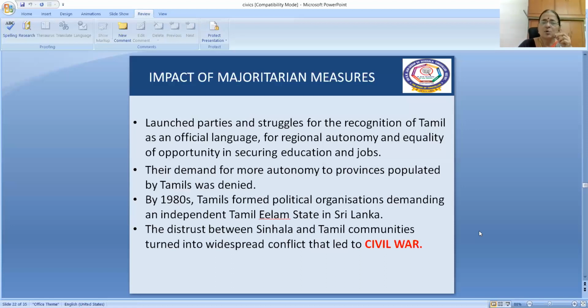So the demand for more autonomy to provinces populated by Tamils was denied. The Sri Lankan government was not ready to accept autonomy for the provinces. So by the 1980s, Tamils formed a political organization demanding an independent Tamil Eelam state in Sri Lanka. So the distrust between Sinhala and Tamil communities turned into widespread conflict that led to civil war.